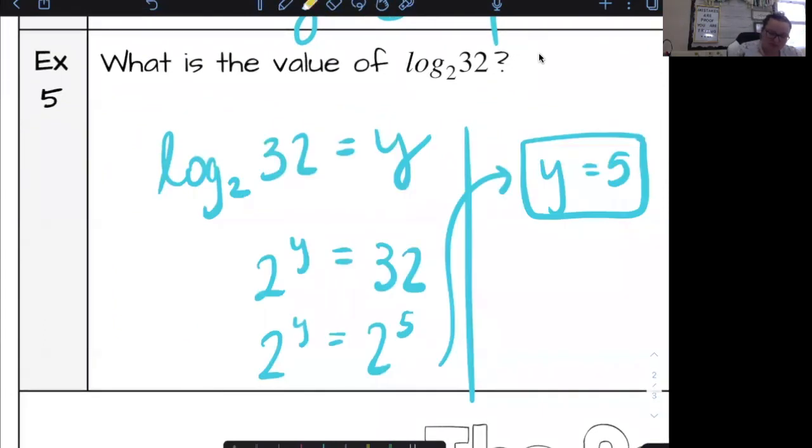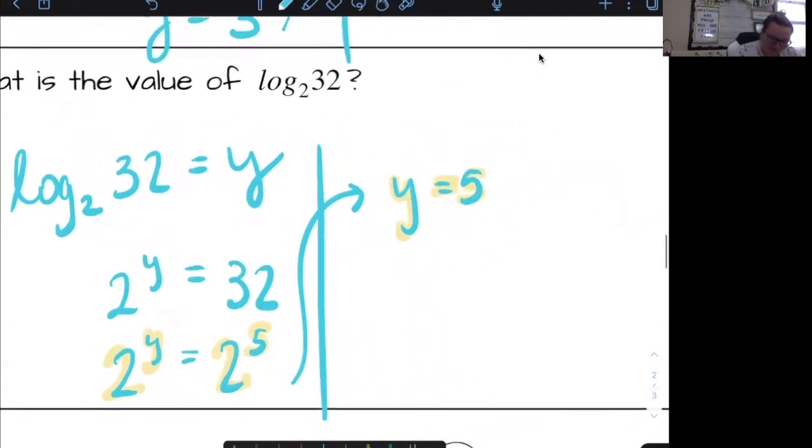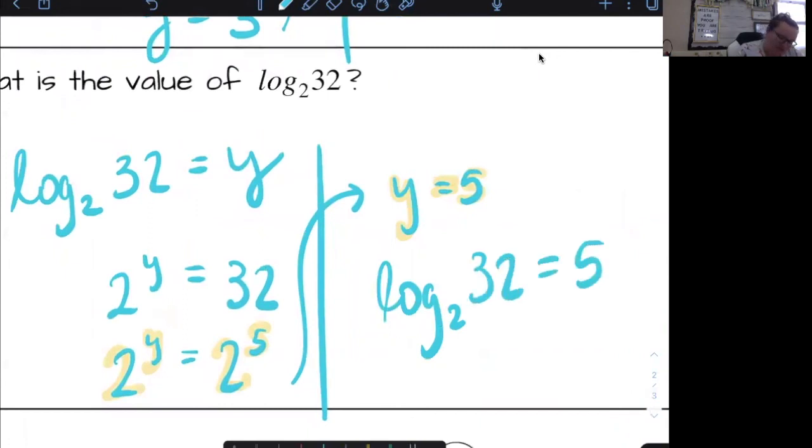All right, so you should have gotten the log base 2 of 32 equals y. So 2 to the y would equal 32. 32 can be rewritten as 2 to the fifth. Since these bases are the same, the powers must be the same, or the exponents must be the same. So that means that y is equal to 5. But that's not actually my final answer. You need to write the log base 2 of 32 is equal to 5.